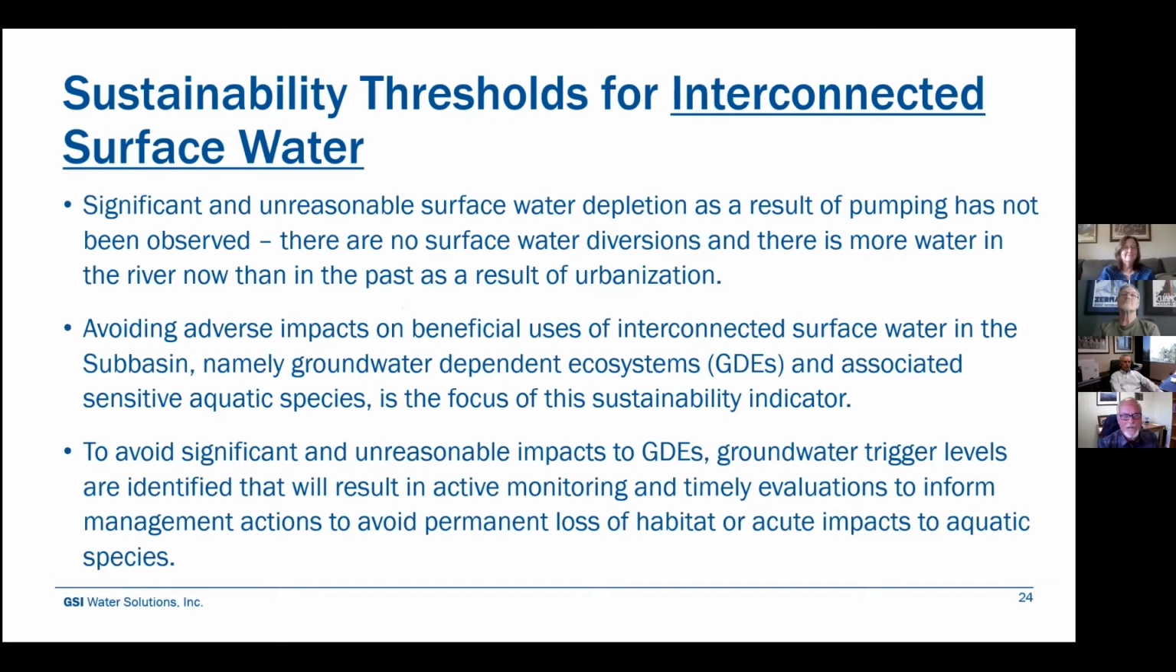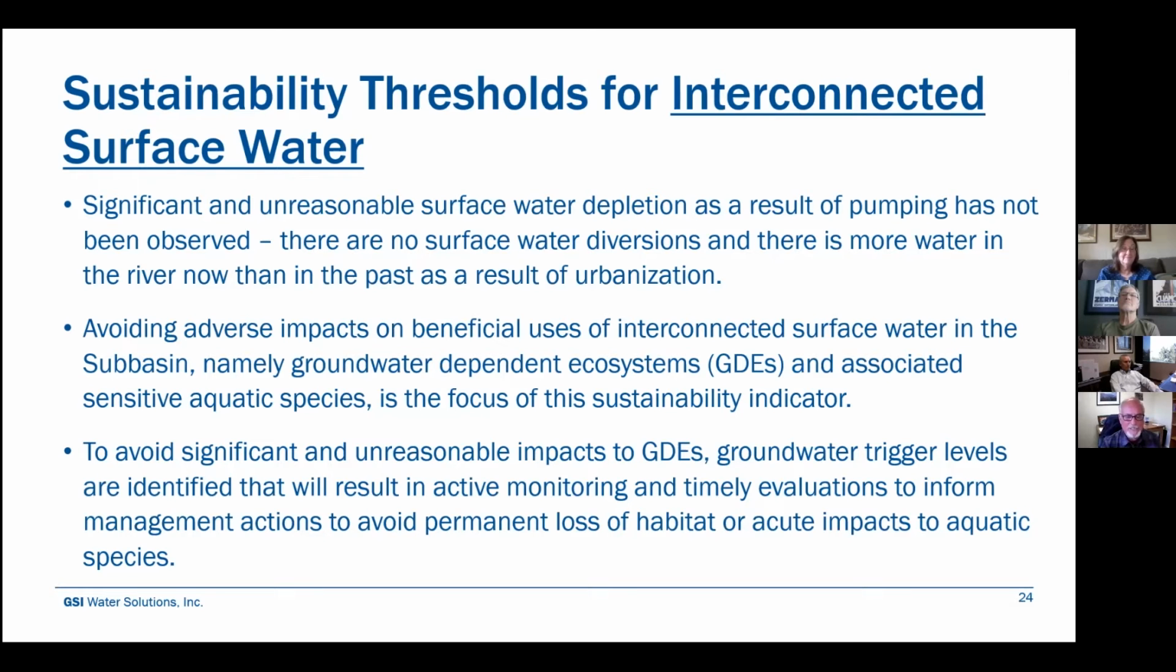We have lastly here the thresholds for interconnected surface water. We've not seen significant and unreasonable surface water depletion as a result of pumping in the past. There are no surface water diversions. And frankly, there's more water in the river now than there has been in the past as a result of urbanization. So actual depletion of surface water has not been a concern.